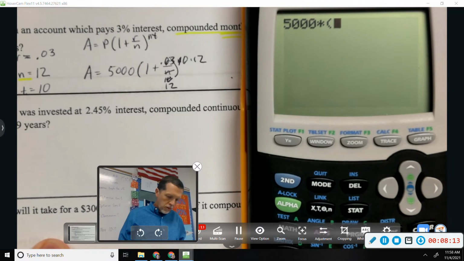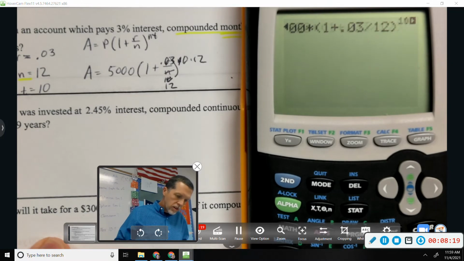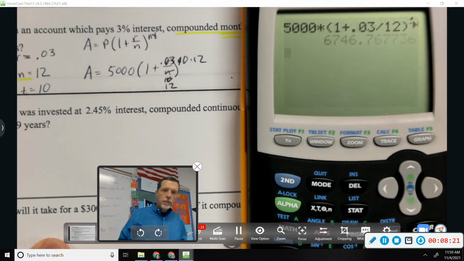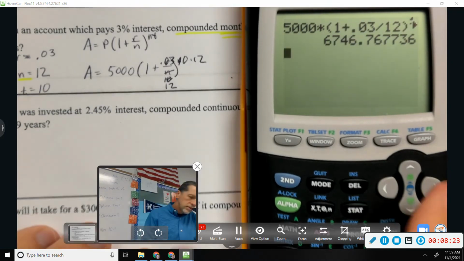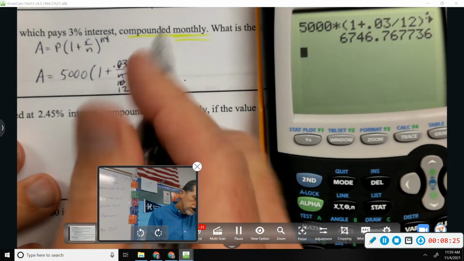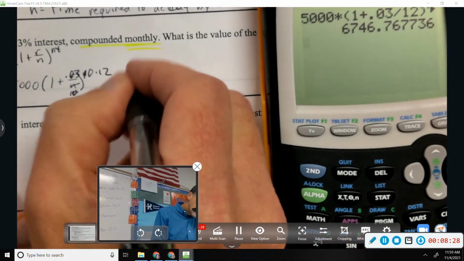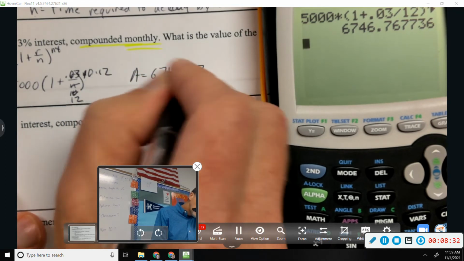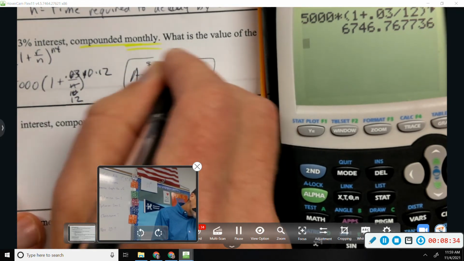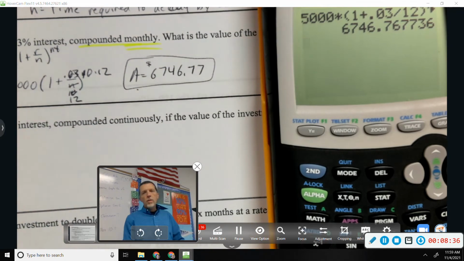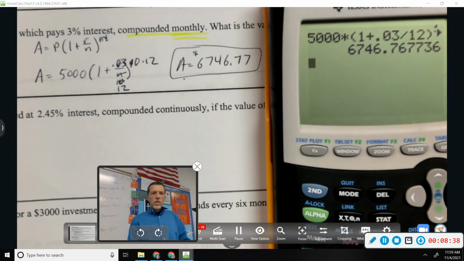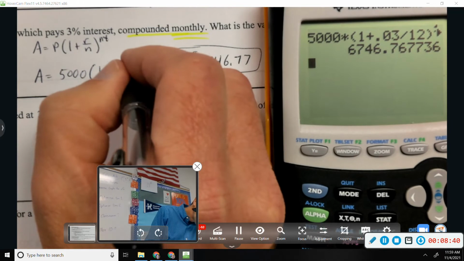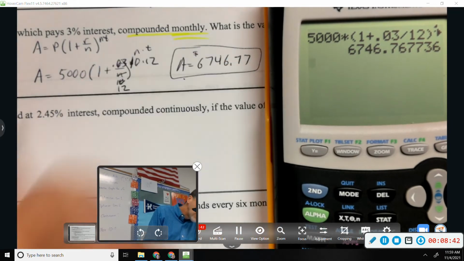5,000 times 1 plus 0.03 over 12 to the 10 times 12. 6,746.77. That says 10 times 12, N times T.